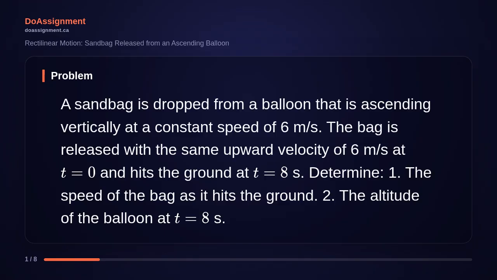A sandbag is dropped from a balloon that is ascending vertically at a constant speed of 6 meters per second. The bag is released with the same upward velocity of 6 meters per second at time equals 0, and it hits the ground when time equals 8 seconds. Determine, first, the speed of the bag as it hits the ground, and second, the altitude of the balloon at time equals 8 seconds. Now, let us work through the solution step by step.